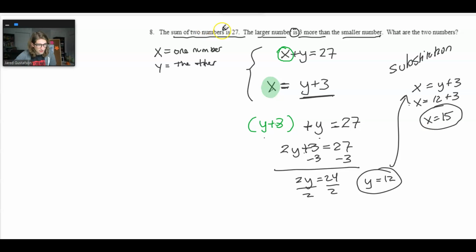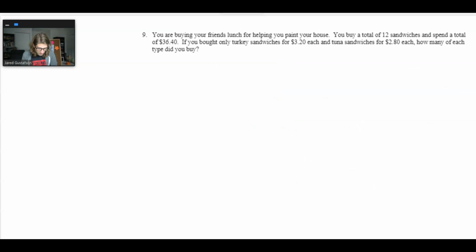You are buying your friend's lunch for helping you paint your house. You buy a total of 12 sandwiches, and you spent a total of $36.40. So as we've seen through some of these problems, we have two things going on here. We have an amount that you purchased, and you have a cost associated with that. If you only bought turkey sandwiches, which are $3.20 each, and tuna sandwiches for $2.80, how many of each did you purchase?